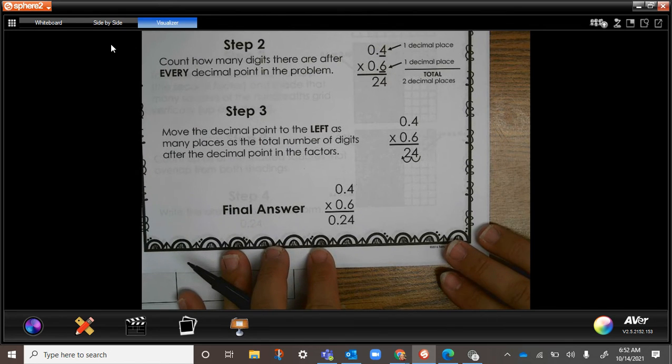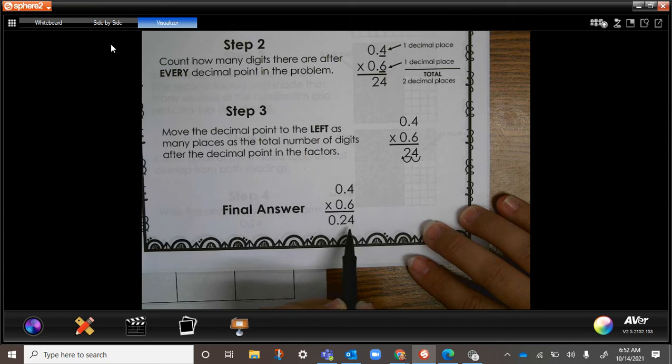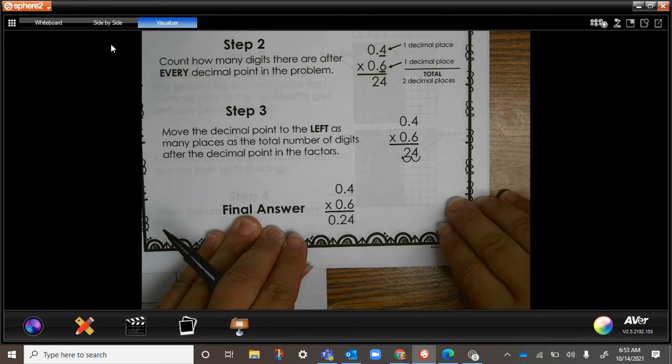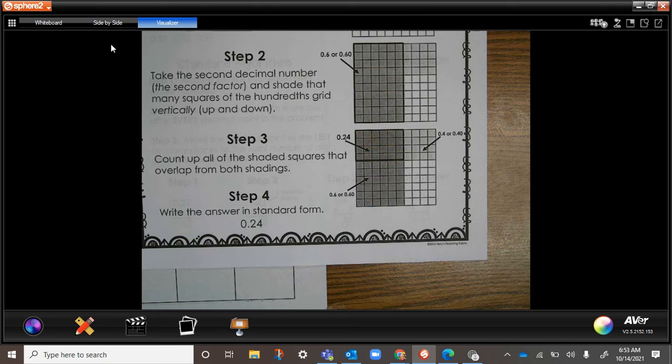Notice this is not like adding and subtracting where we would just drop down the decimal, because if so, the decimal would be over here and it needs to be 2 spots over. So make sure you're counting scoops and you're not dropping decimals whenever you multiply.